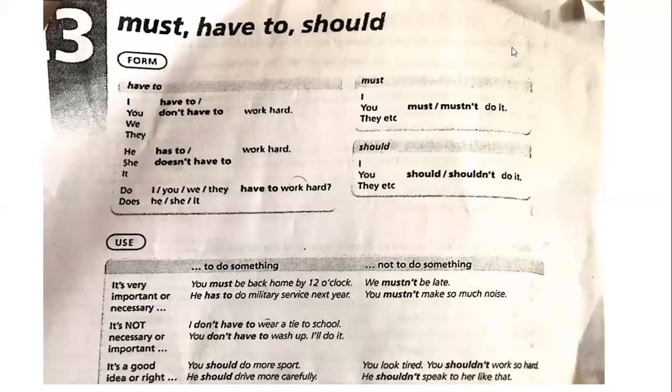Ahora bien. Look at the main verb. What is the main verb? Work. Don't, right, have to. It's just the auxiliary. Look at the main verb. We don't have an extra S. It is not the structure using ing. No way. Respetamos el verbo tal cual como está.